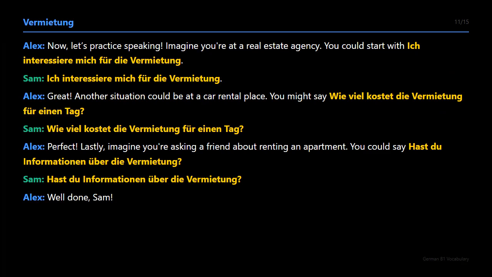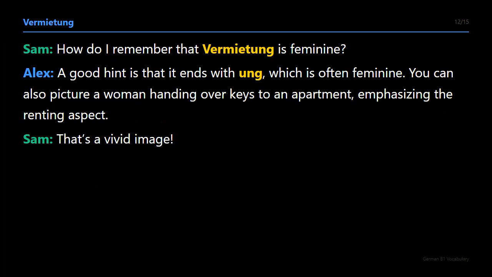Well done, Sam. How do I remember that Vermietung is feminine? A good hint is that it ends with Ung, which is often feminine. You can also picture a woman handing over keys to an apartment, emphasizing the renting aspect.